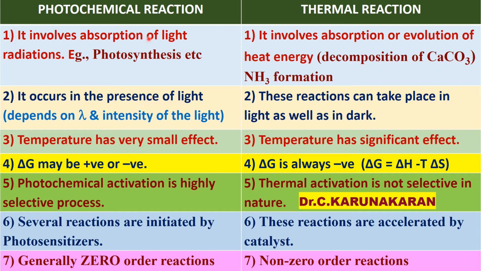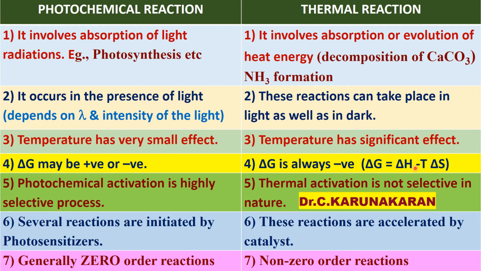Temperature has very small effect on photochemical reaction, whereas in thermal reaction temperature has significant effects because it involves absorption of heat or evolution of heat. In photochemical reaction, the change in free energy may be positive or negative, but in thermal reaction the change in free energy is always negative because delta G equals delta H minus T delta S.